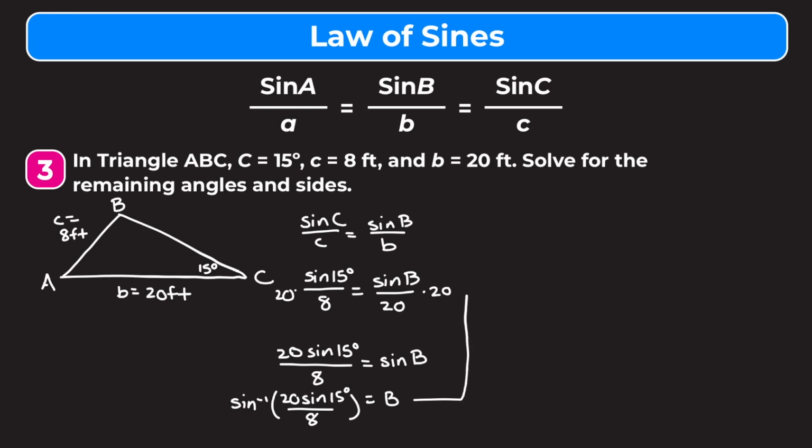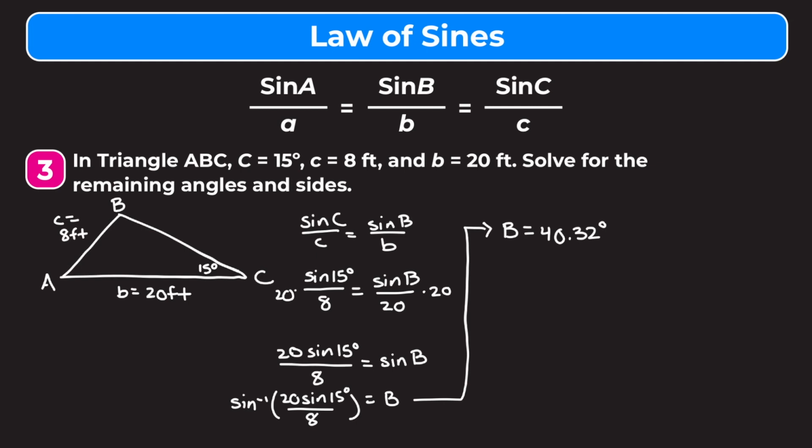And now we're just going to put this in our calculator, and I'll write the answer over here. So go ahead and put this in your calculator. And we should get that angle B is roughly 40.32 degrees. And now we have to talk about what's called the ambiguous case when we're dealing with law of sines.